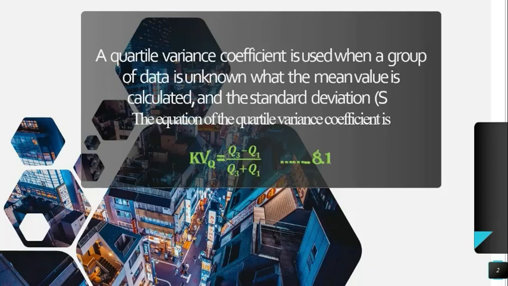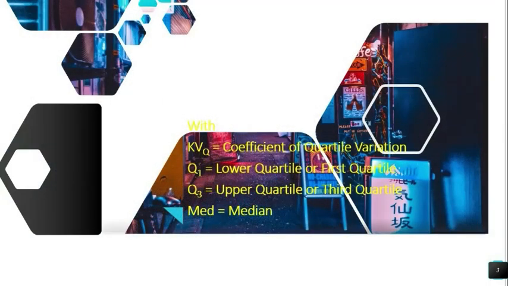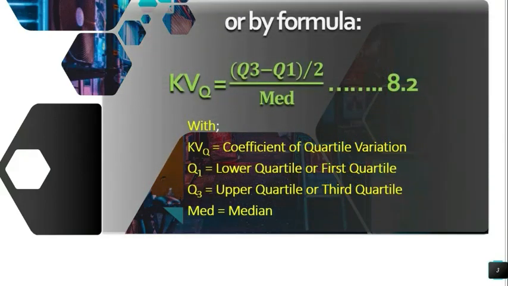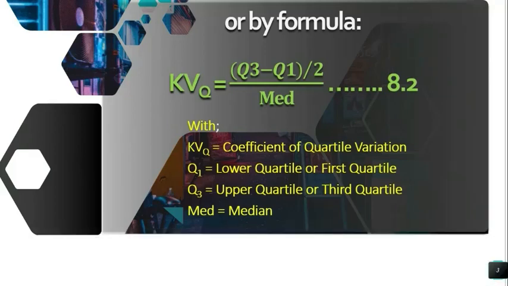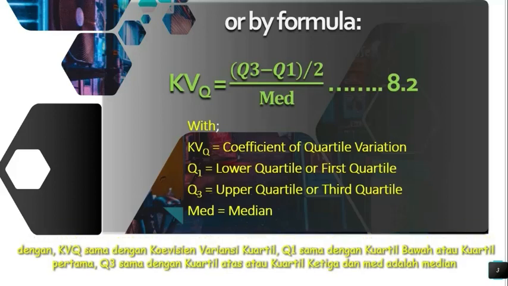This is equation 8.1. Or by formula, KVQ equals (Q3 minus Q1) divided by 2, and then divided by Med. This is equation 8.2, with KVQ equal to coefficient of quartile variation, Q1 is lower quartile or first quartile, Q3 is upper quartile or third quartile, Med is median.